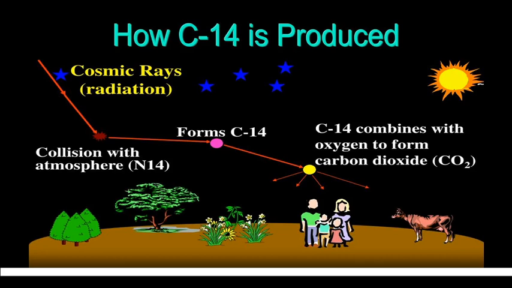So let's see how carbon 14 is produced. We had already studied about cosmic rays. Cosmic rays are the extraterrestrial radiations coming to the earth, and 92% of cosmic rays are positively charged protons, but they also include neutrons and other particles.